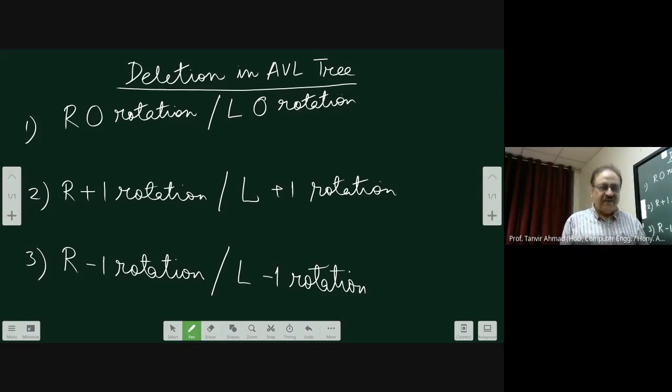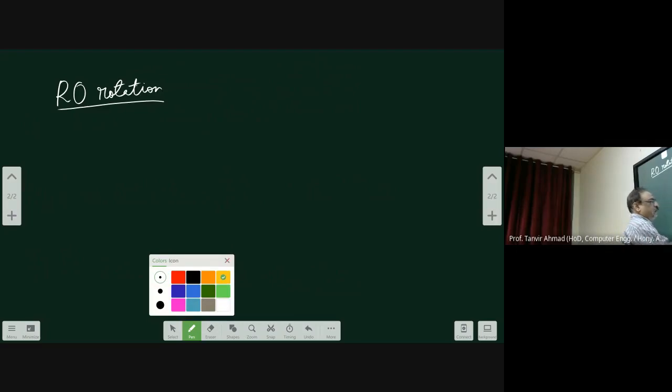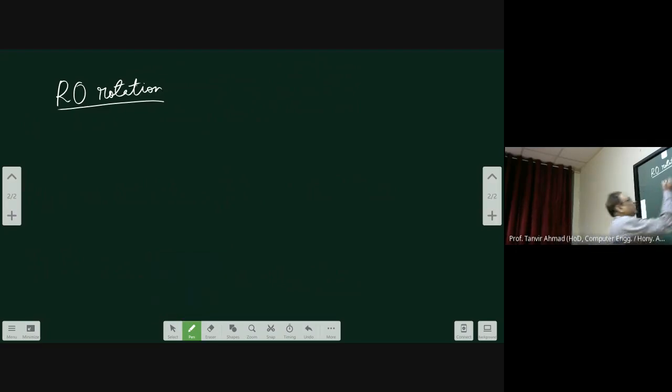You have to understand it very well, because this is a little trickier than the one we have done as far as insertion is concerned. Now let us try to do the first rotation, the R0. You have to understand where I am going to apply the R0 rotation. Let us try to draw a simple tree to show you. I will draw a tree like this.